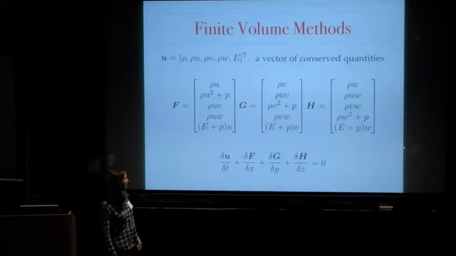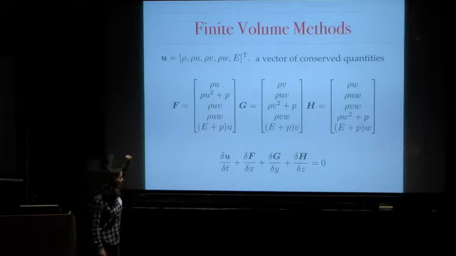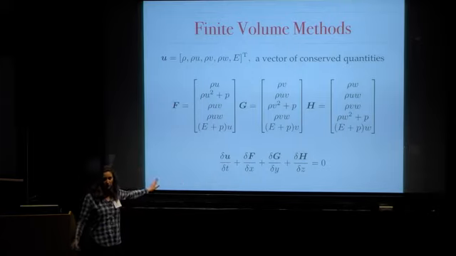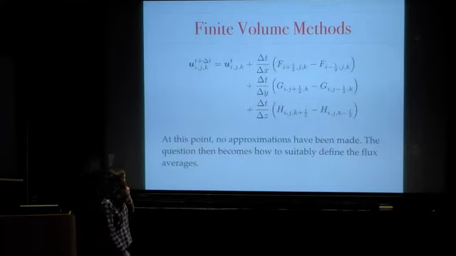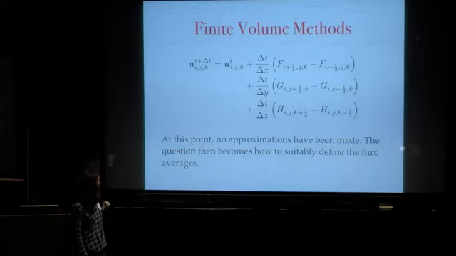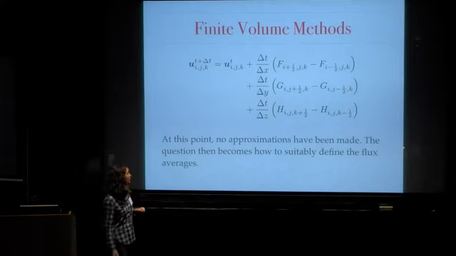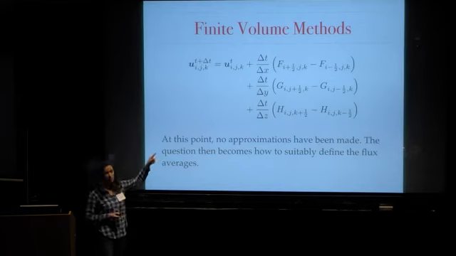Just to recap, if I have my vector of conserved quantities and my three flux vectors, then I can express this as the same conservation equations that we were expressing before. I just said this: at this point, we haven't actually made any approximations. This is an exact expression, and so all of the differences between these different finite volume methods are going to come in how we decide to approximate the values for these fluxes.